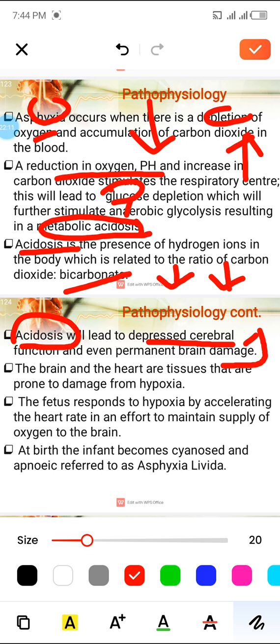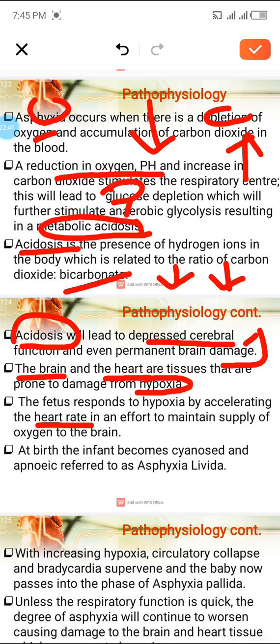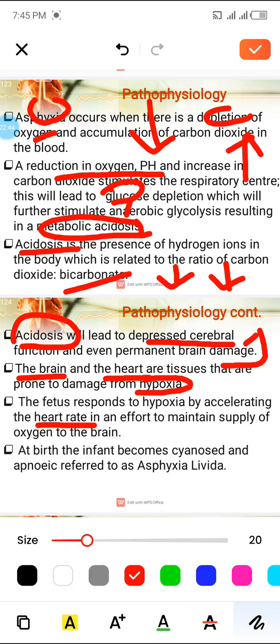The brain tissue is not receiving enough oxygen. Then the heart also is not receiving enough oxygen, and the other tissues. So they go into what we call hypoxia, meaning that these tissues are not receiving oxygen. Then what happens if a baby goes into hypoxia? The heart rate will increase, maybe trying to compensate.